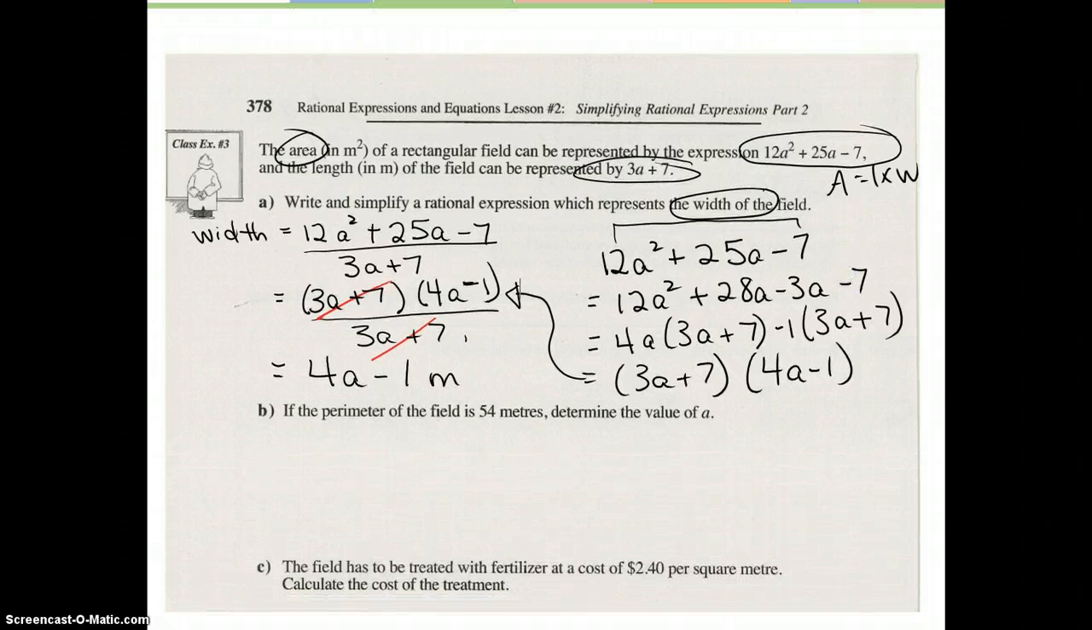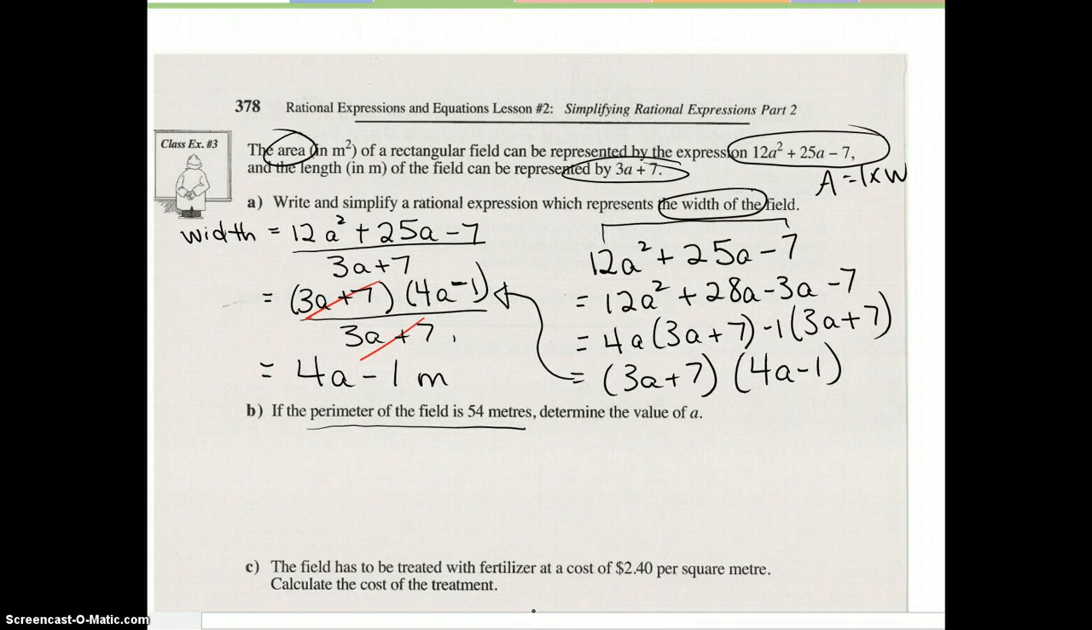All right, the next little bit is just saying if the perimeter of the field is 54, so what I know is that the perimeter answer will be 54, and then we want to determine the value of a. Well, here's what I've got. I have a length and I have a width now. I have the length that was given to me, the width I just found, and I know that to do perimeter of a rectangle I need 2 lengths and 2 widths. So that's what I'm going to do.